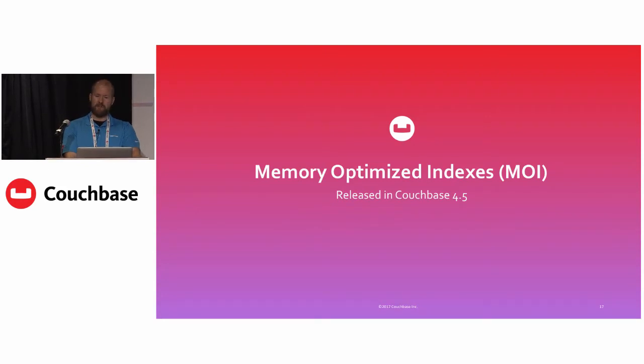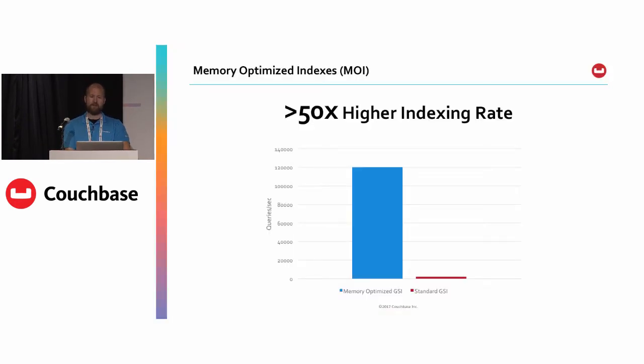One of the other features that we discussed, if you are planning to use Nickel with ephemeral buckets, is you will be required to use memory optimized indexes. You really should be using them anyway. This is not a new feature. This has been around since 4.5. And just to demonstrate, from an indexing perspective, processing mutations that come in, MOIs or memory optimized indexes can be greater than 50 times faster than standard GSI.